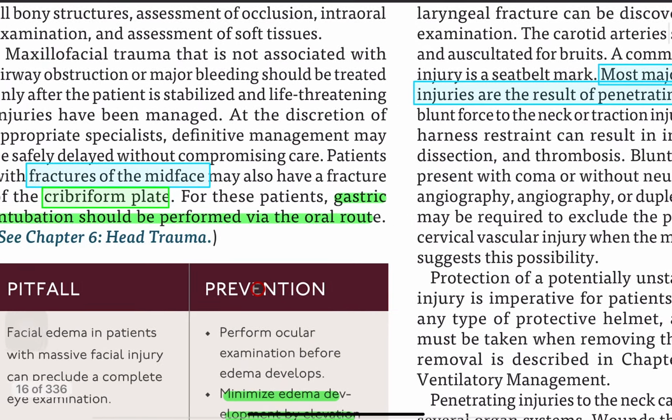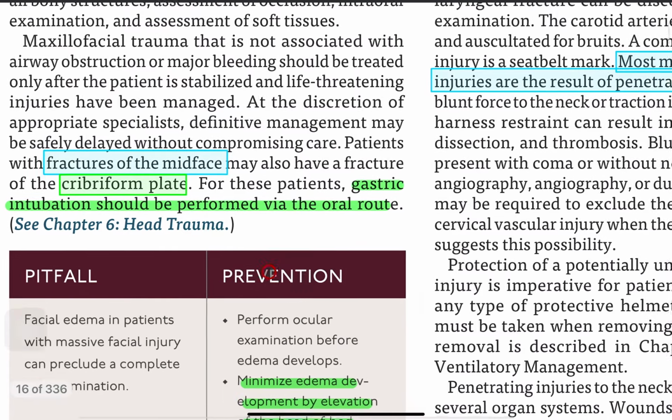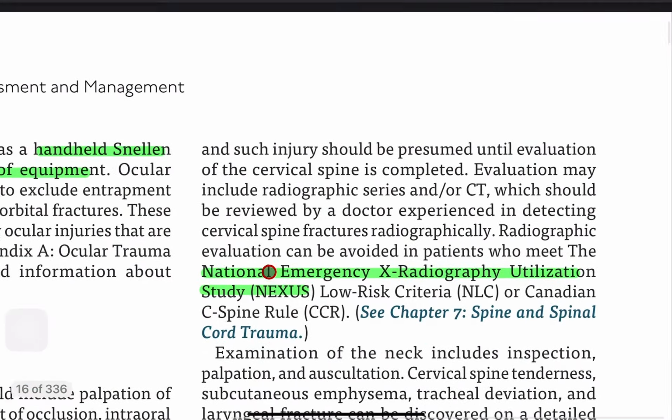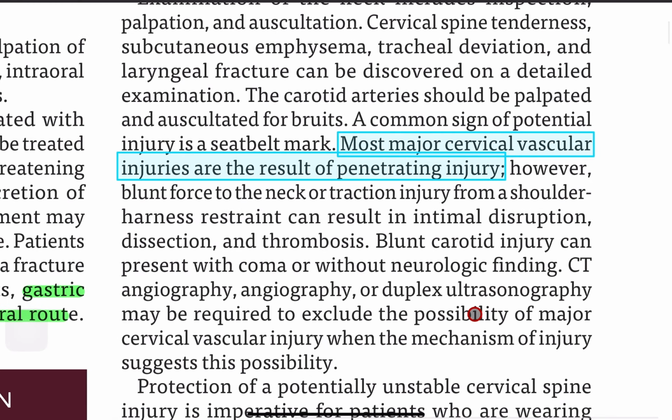So fracture of midface can be related to cribriform plate injury. Midface, you may confuse with upper or lower face, but a midface fracture can cause cribriform plate injury. Then, the major cause of cervical vascular injury is penetrating injury.